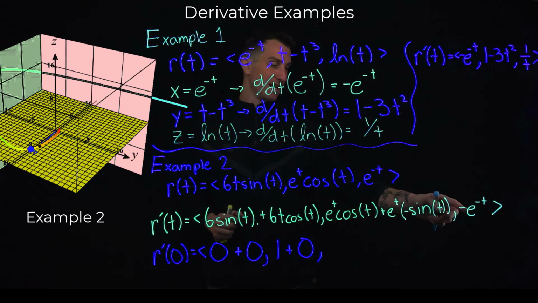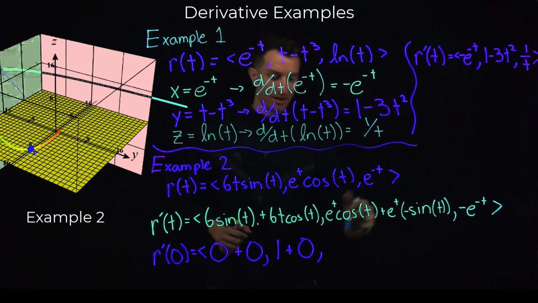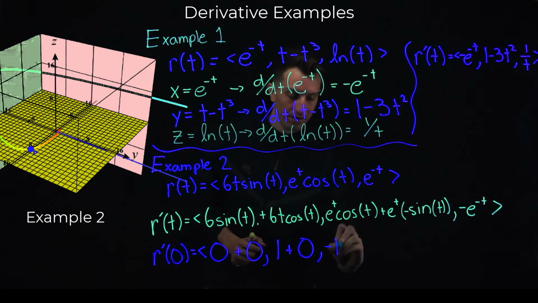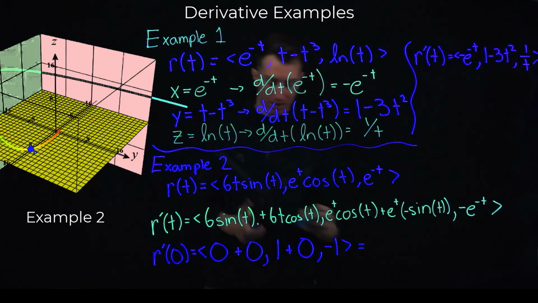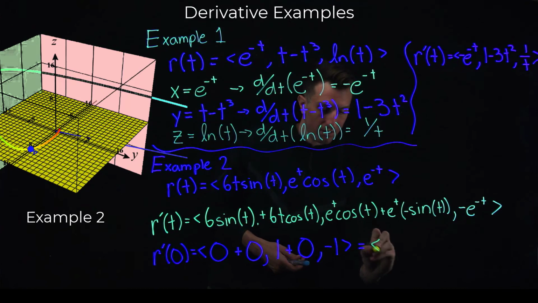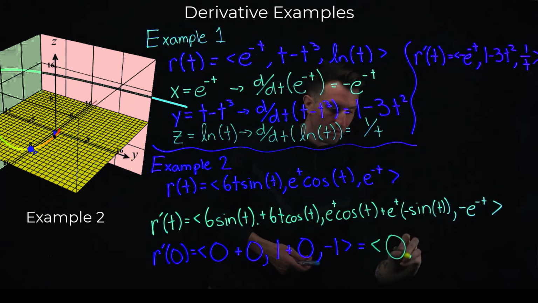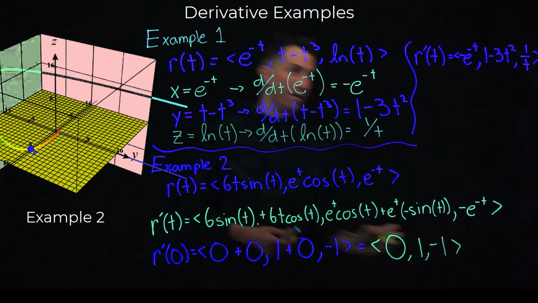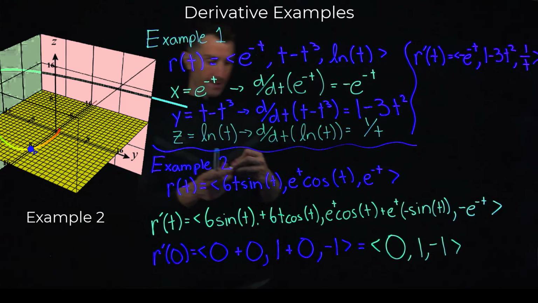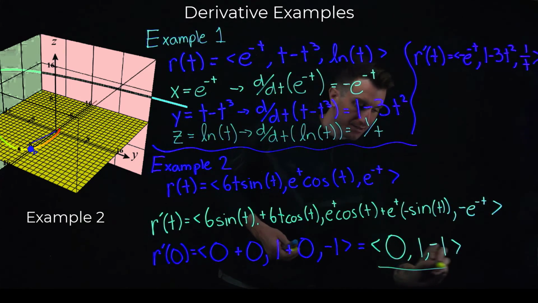And lastly, we have e to the 0 with the negative sign, so negative 1. So in short, our vector here becomes 0, 1, negative 1. Awesome. All right, we'll put a line under this.